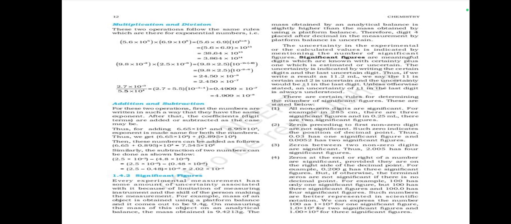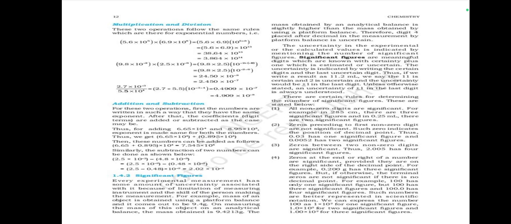Therefore, the digit 4 placed after the decimal in the measurement by platform balancing is uncertain. Thus, uncertainty in the experimental or calculated values is indicated by mentioning the number of significant figures. Significant figures are meaningful digits which are known with certainty plus one which is estimated or uncertain. The uncertainty is indicated by writing the certain digits and the last uncertain digit.